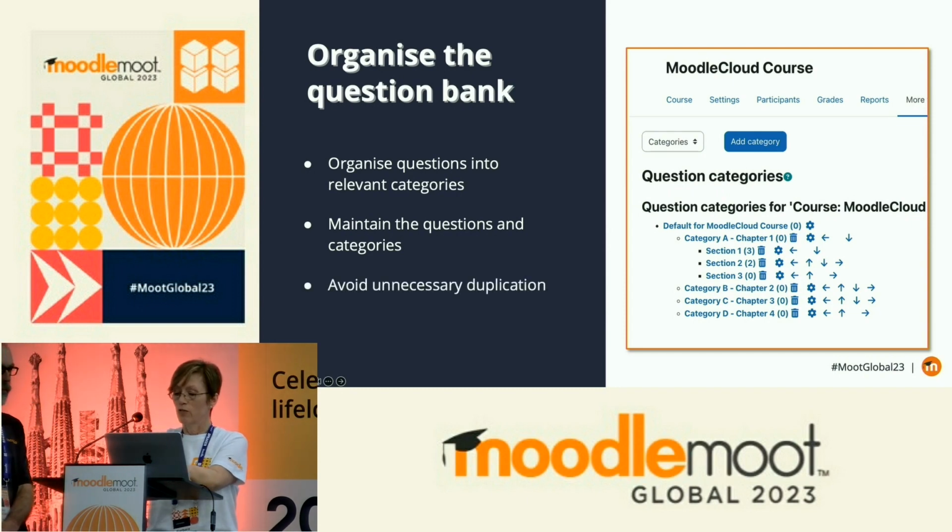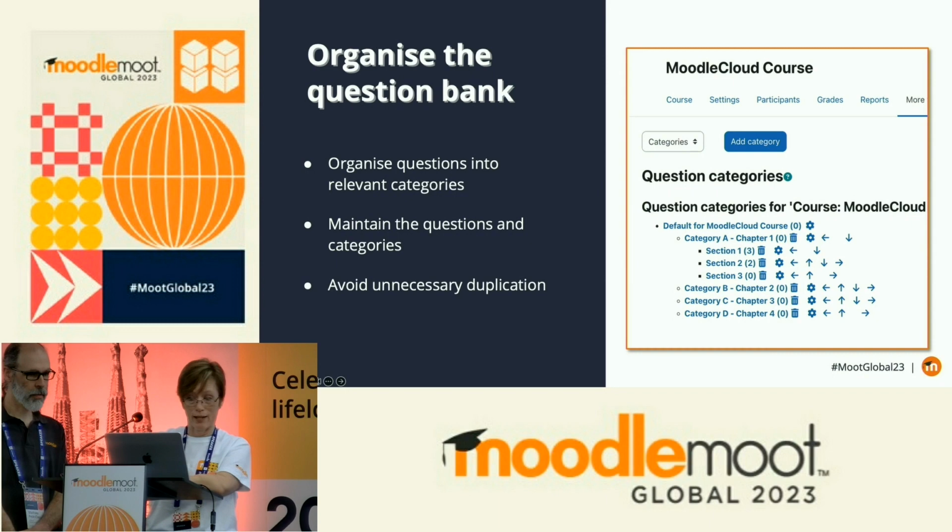And lastly, avoid unnecessary duplication. So be aware of what is included in course copies and imports so that the question bank does not contain unwanted questions and categories from other courses.